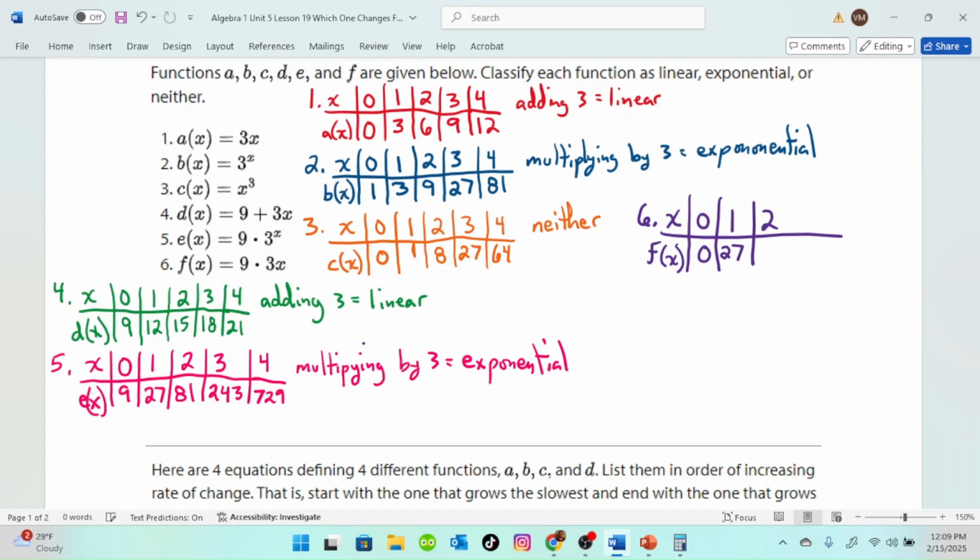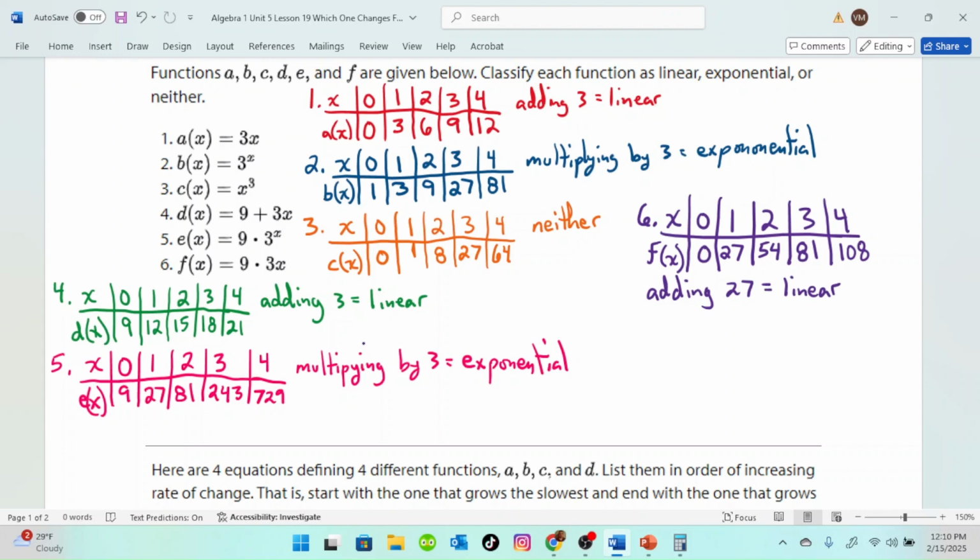When x is 2, 2 times 3 is 6, times 9 is 54. When x is 3, 3 times 3 is 9, times 9 is 81. And when x is 4, 4 times 3 is 12, times 9 is 108. If you notice, we're adding 27 each time. That means it is linear.